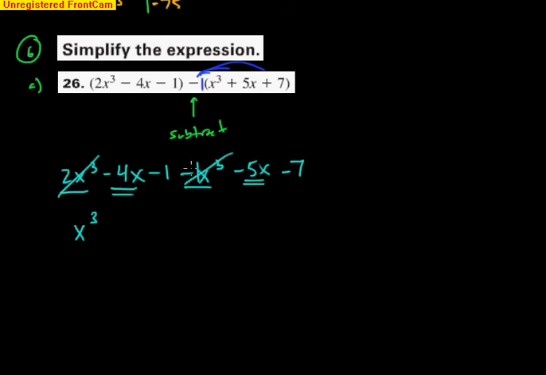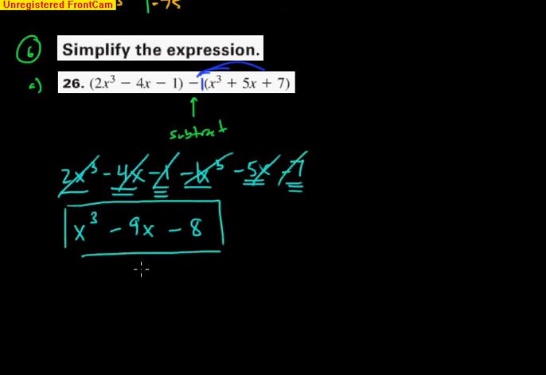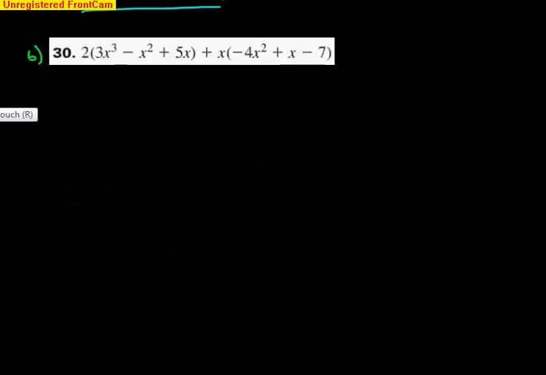Negative 4x, negative 5x. 4 negatives, 5 negatives, that's 9 negatives. Negative 9x. There are no x squares, notice, so we just go right to the next highest power, which is the x. Cross those off. Negative 1 and negative 7, the last numbers. That would be 8 negatives. Gone, gone. And when all your terms are gone, you are simplified. Subtraction. Distribute the negative.